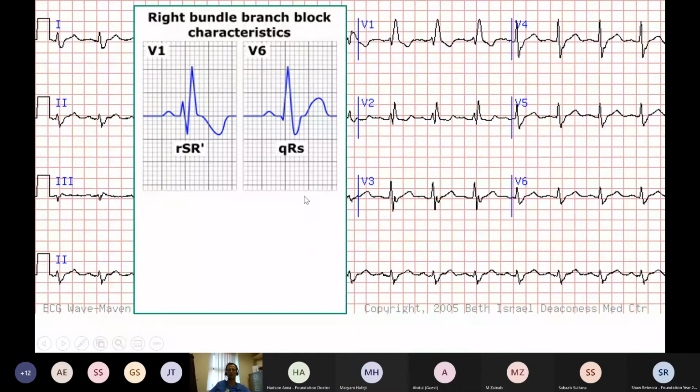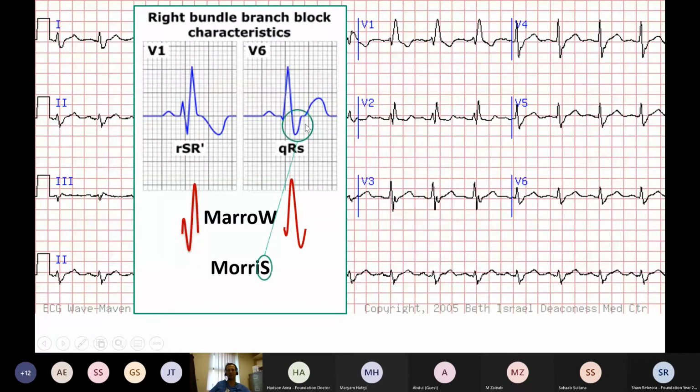And what word do you use to remember right bundle branch block? I'm sure you'll all come out with marrow. That's the idea that you can draw an M here, and that looks like an M, and I can just about buy that. Then this looks like a W. I struggle with that. So I'd suggest to you that a better word is actually Morris. So you have the M that everybody's happy with, but you have an S wave here. So think about Morris or marrow if you can squint a bit and convince yourself that's a W.